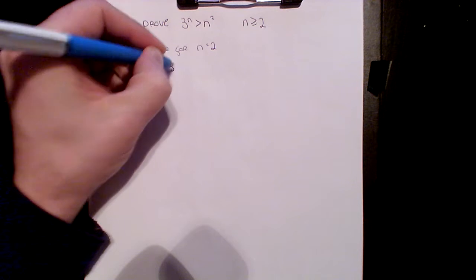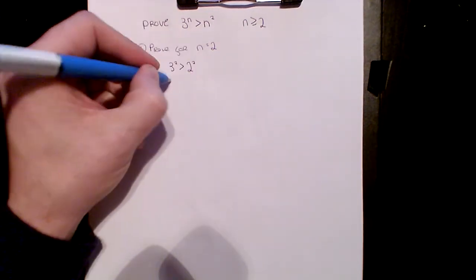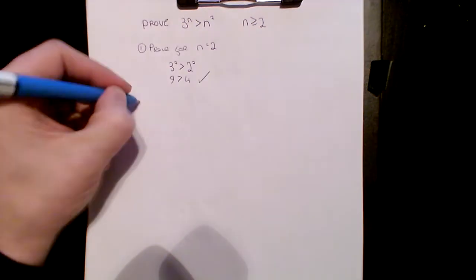Okay, because n is greater or equal to 2. So 3 squared is greater than 2 squared. And 3 squared is 9. And 2 squared is 4, so that is true.